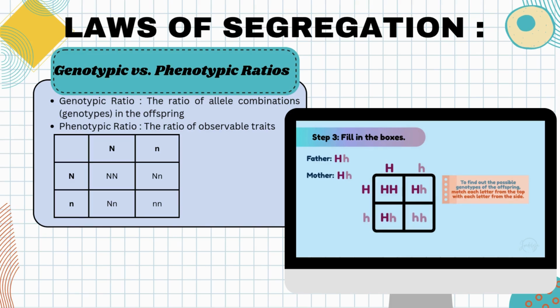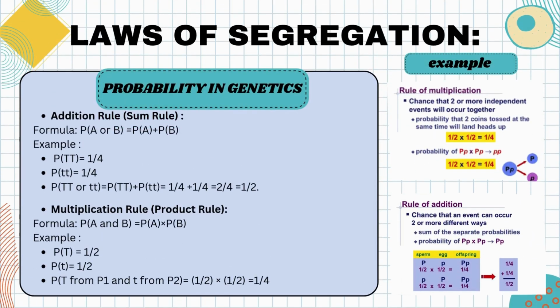The phenotype ratio, on the other hand, describes the proportion of different observable traits in the offspring. This is what we can physically see or measure, the outward expression of the genes. Next, let's explore how probability works in genetics.